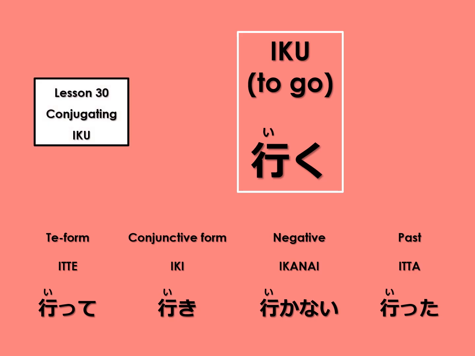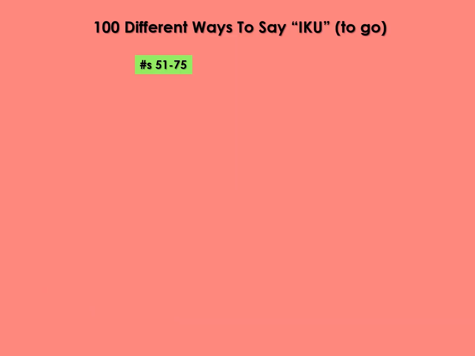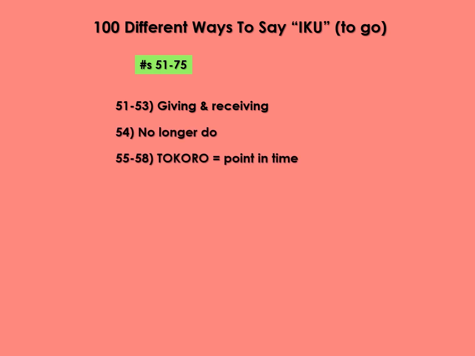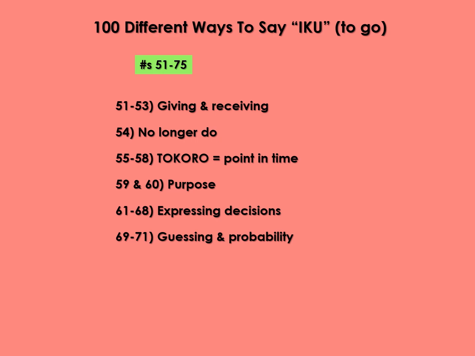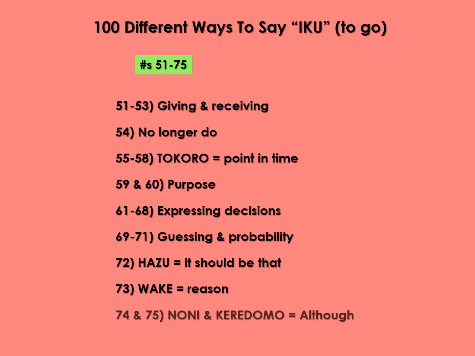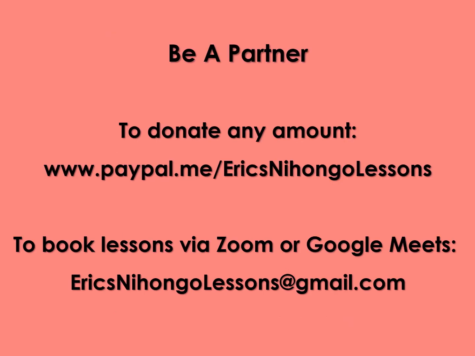At this point, I assume you've mastered how to make these forms, but if not, you can review how to in lesson 30. The 25 conjugations covered in this video are the giving and receiving of actions, no longer do, tokoro, to denote points in time, expressing purpose, decisions, guessing and probability, and the pseudo-nouns hazu, which means it should be that, wake, to express reason, and expressing although with noni and keredomo.